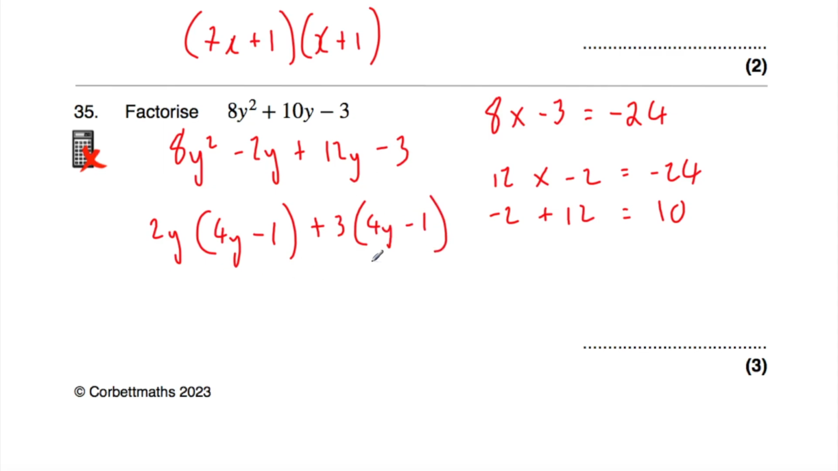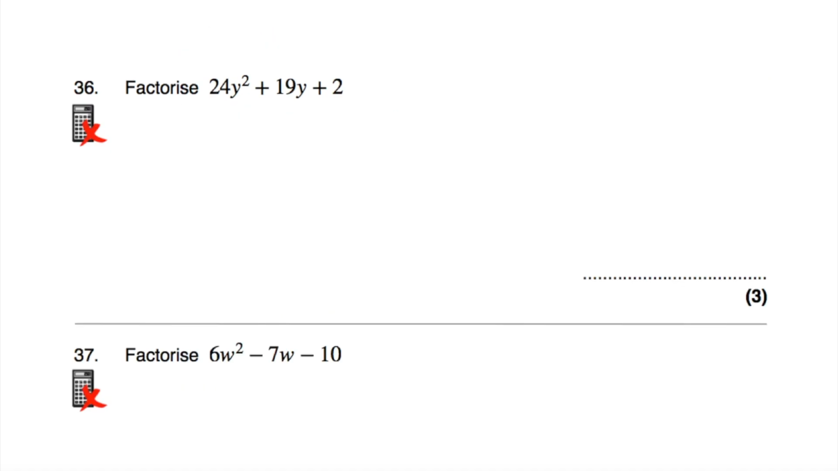And that's fantastic. We've got the same bracket twice. We've got 2y lots of 4y minus 1, and then 3 lots of 4y minus 1. So altogether we have 2y plus 3 lots of 4y minus 1. And that's it. So we've factorized that quadratic. Okay, let's look at our next question, question number 36.